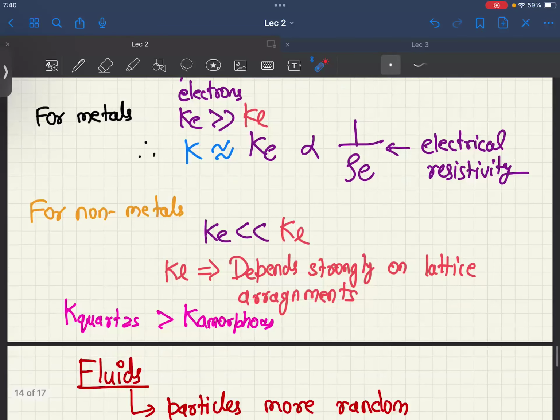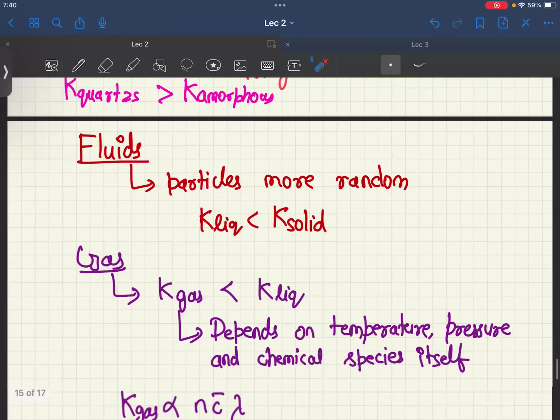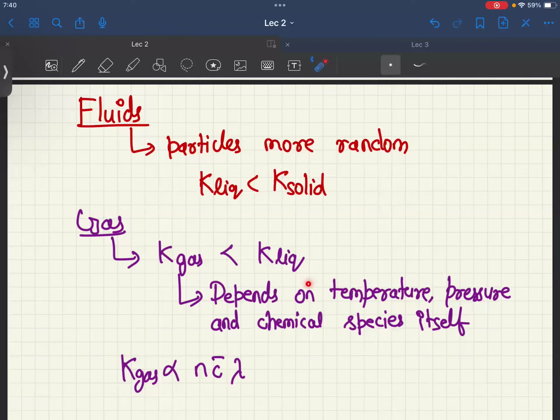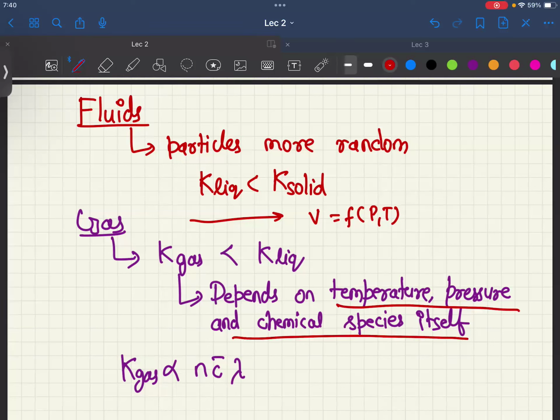Like I said, particles are very random, that is why their thermal conductivity is less, whereas for gas it is even less, and it is also dependent on the temperature and pressure. Now why? Because for gases, volume is a function of P and T, right? For gas there is the ideal equation of state, so volume is nothing but a function of P and T. Because of which, the gap between the molecules is a function of pressure and temperature, therefore thermal conductivity of gas is also a function of temperature and pressure, right?